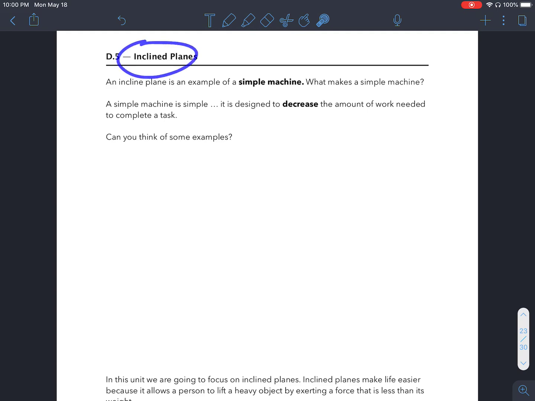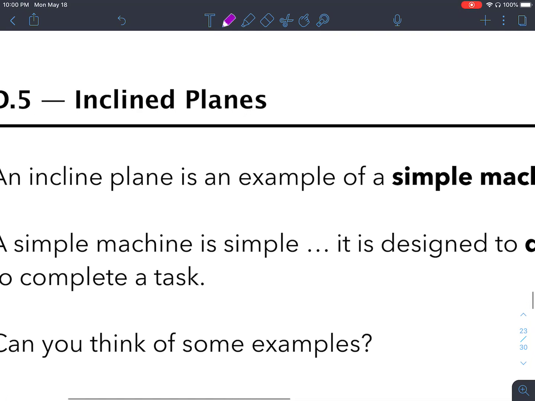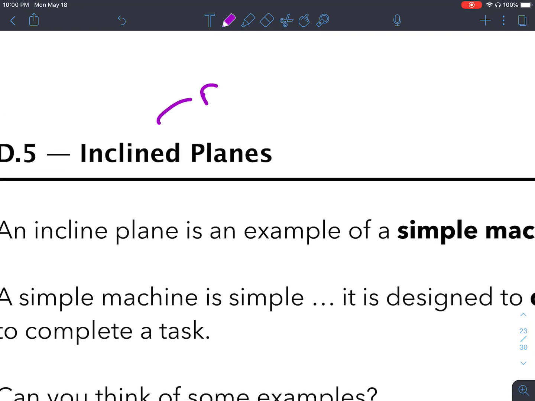Now, an inclined plane, that is just a fancy way of saying a ramp. Okay, a ramp or a hill or any type of incline at an angle, that is what an inclined plane is. It's a ramp. That's all we're going to look at, is what happens when motion happens on a ramp.